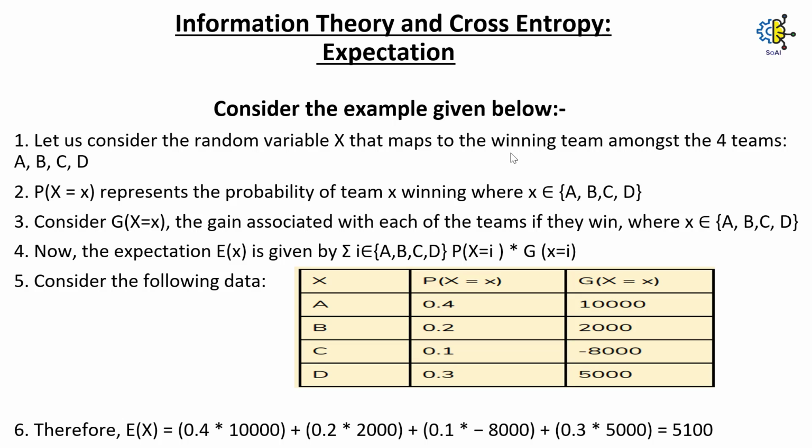Here, the probability of A is 0.4 and the gain is 10,000. Probability of B is 0.2 and the gain is 2000. Probability of C is 0.1 and here the gain is negative, that is a loss, which is 8000. And the probability of team D is 0.3 and the gain is 5000. Therefore, the expectation of X is equal to probability times gain, which comes to 5100.